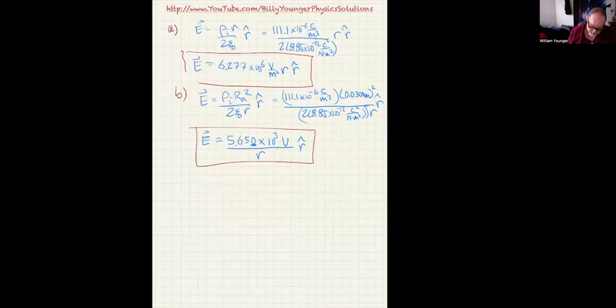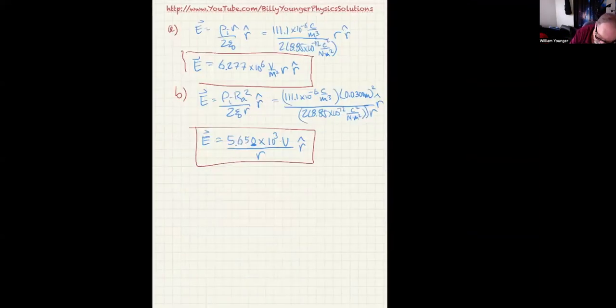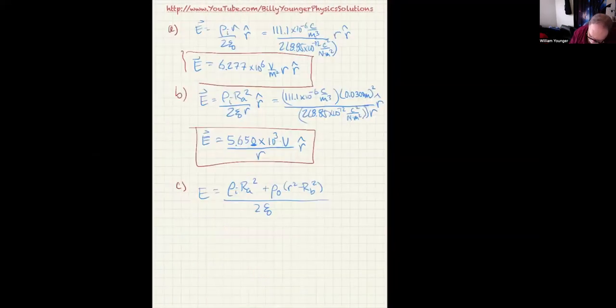Okay, so now we've got part B. Next we're going to do part C, which was the part where we end up having rho R A squared plus rho and then the difference. So for part C, we have E is equal to rho initial R A squared plus, or rho inner that is, plus rho outer times R squared minus R B squared. All of that divided by 2 epsilon naught. And if I remember correctly, that should have been just an R down there. And that's exactly what I had. So just an R down there and then an R hat over here to give us a direction.